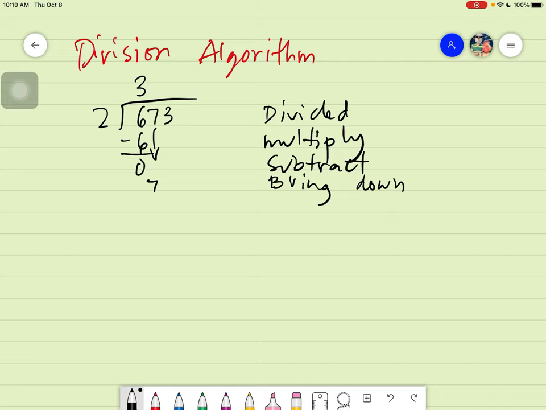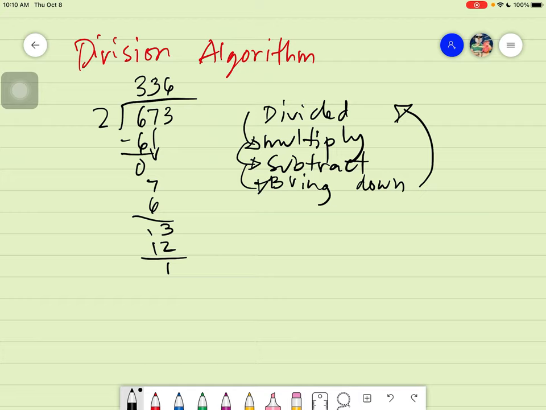Then you repeat the process. 7 divided by 2, the answer is 3. 3 times 2 is 6. So, ano nangyari? After nung bring down, we go back to this, and then to this one, and then we go back to division. Then we multiply again, 3 times 2, 6. We subtract again, and then we bring down again. And 13 divided by 2, the answer is 6. This would be 12. The same process, nagre-repeat lang, kaya tinawag na algorithm.